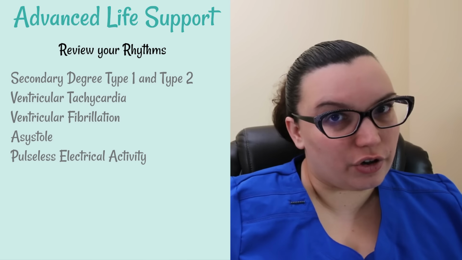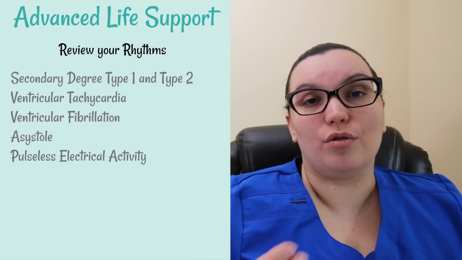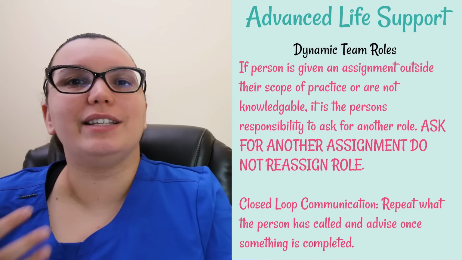You want to know your ventricular tachycardias. You want to know your ventricular fibrillations. Know those asystolies. Know what pulseless electrical activity is. Make sure you know that there is no pulse, but they're showing a rhythm. That's basically the initial things that you need to know that could potentially be in your megacode as well as your test.